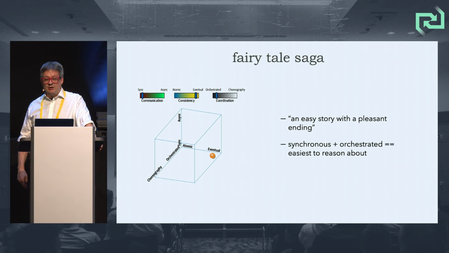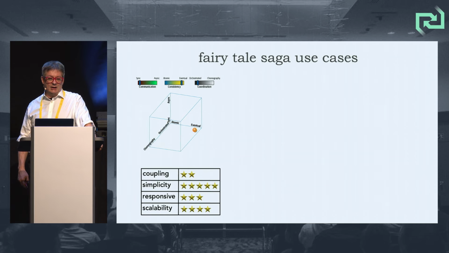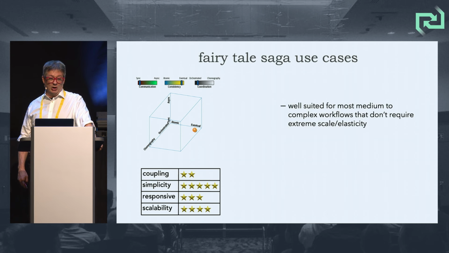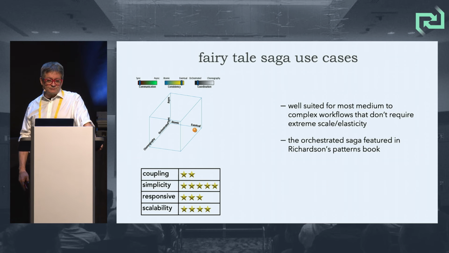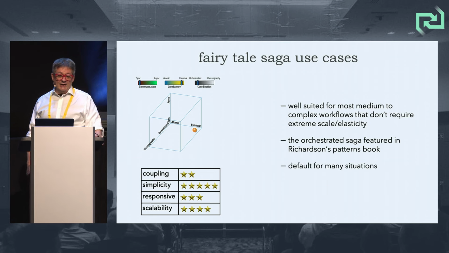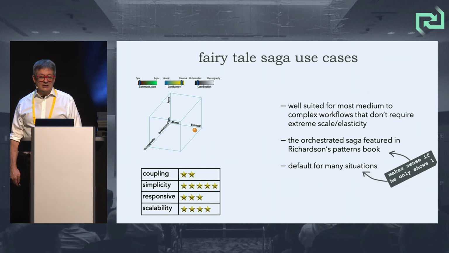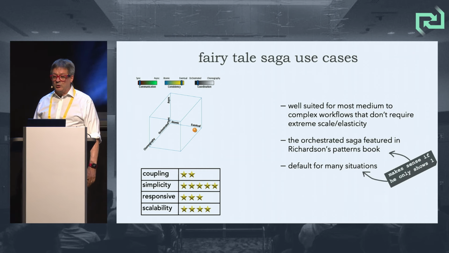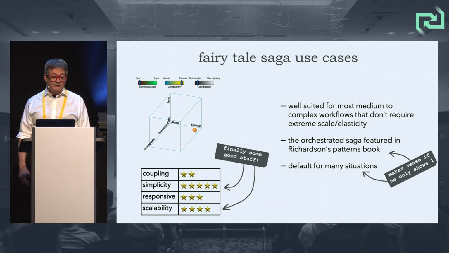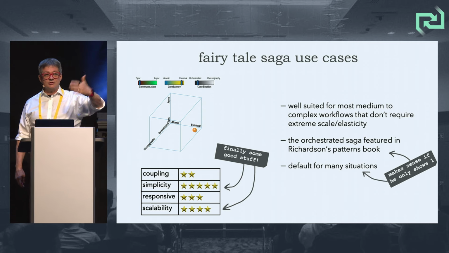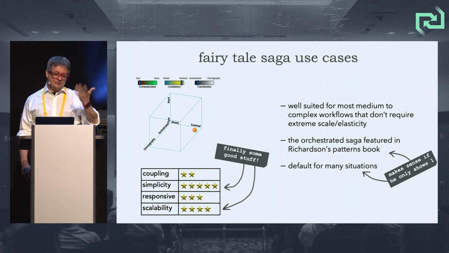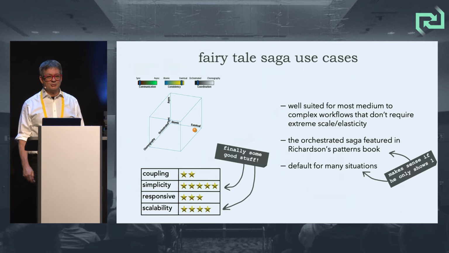Synchronous plus orchestrator are the easiest ones to reason about. And so the uses for this are pretty broad. This is well suited for most medium to complex workflows. The orchestrator can become a bottleneck, which is why it doesn't work as well at scale. This is the orchestrated pattern in Chris Richardson's book, and the default for many situations, and it makes sense if he's only showing one of them, and you can see why it's the default. It has some really good marks on some really desirable things. This is why this is a pretty attractive option.